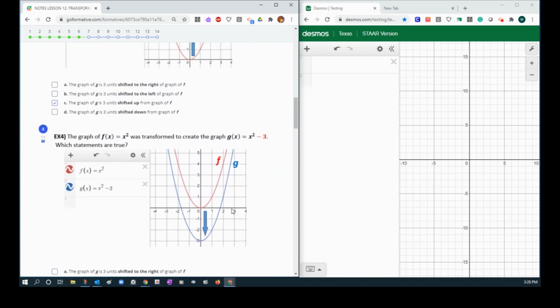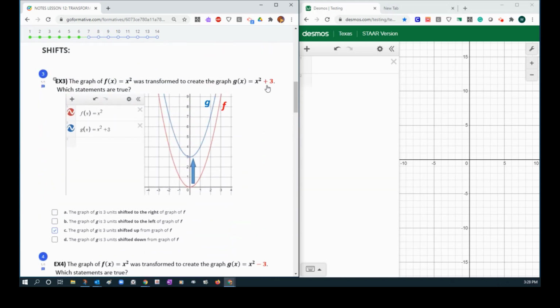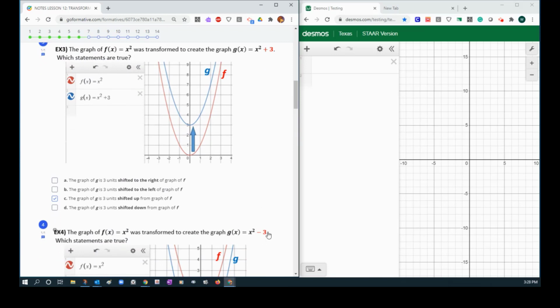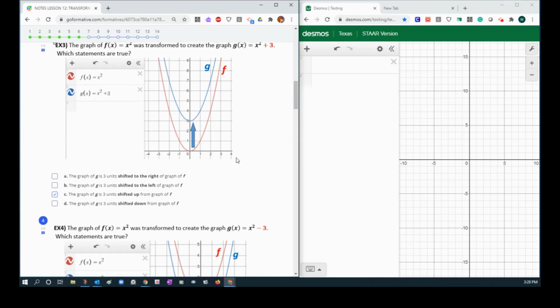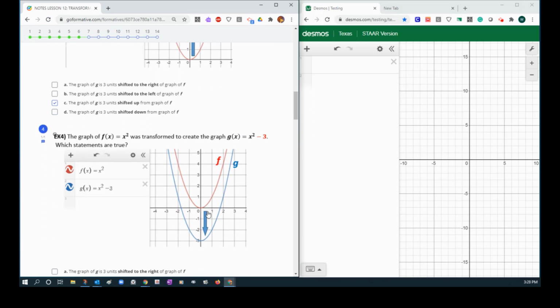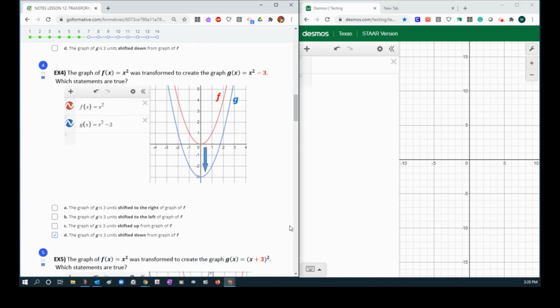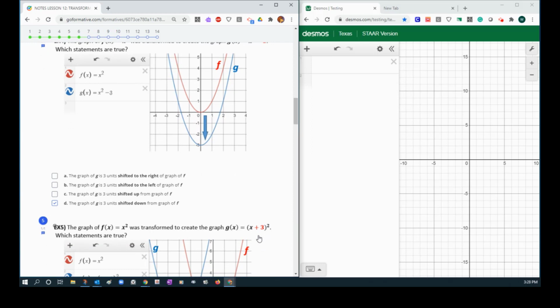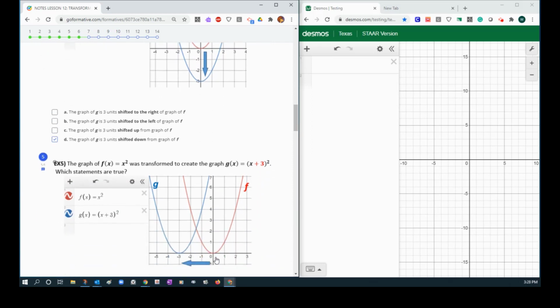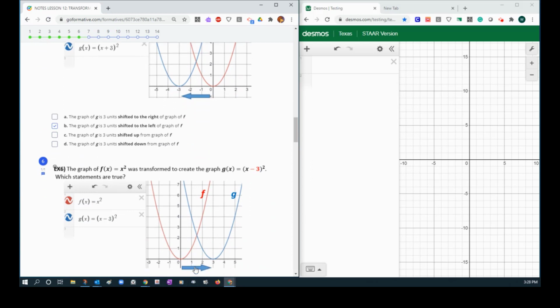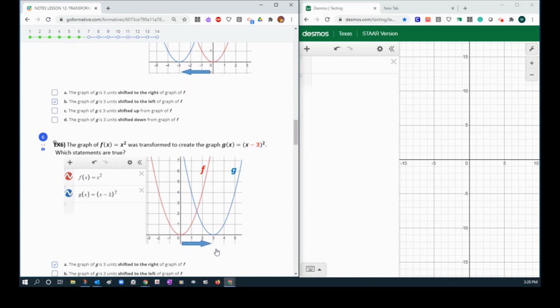So let's recap here a little bit. If you have a number outside of the parentheses being added or subtracted, if it's being added, the graph is going to shift up. If it's negative, it's going to shift down. If the number is inside the parentheses and it's positive, it's going to shift to the left. And if it's negative, it's going to shift to the right.